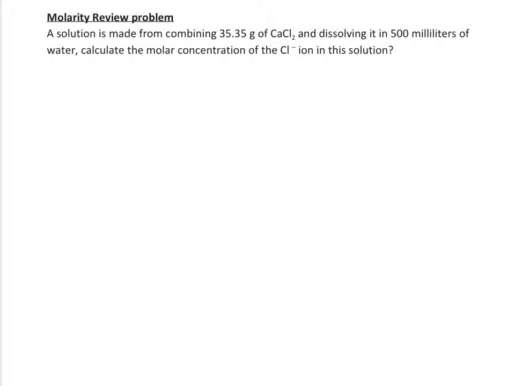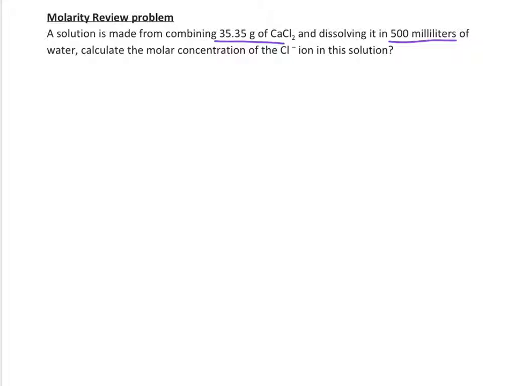Okay, I'm going to walk you through this molarity review problem, and it combines a few different steps that we've been covering. It says a solution is made from combining 35.35 grams of calcium chloride and dissolving it in 500 milliliters of water. That's very similar to what we did in the last lab, where we had our Erlenmeyer flasks, and we put our solid in and then we added up to the 500 milliliter water line. And then we had our solution.